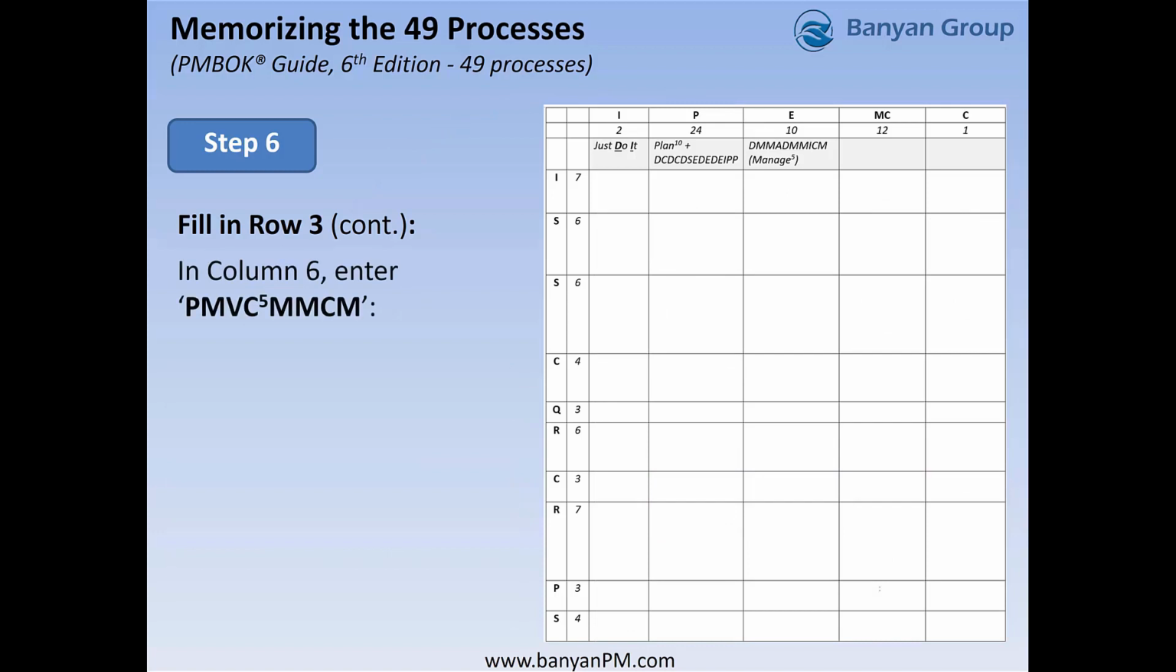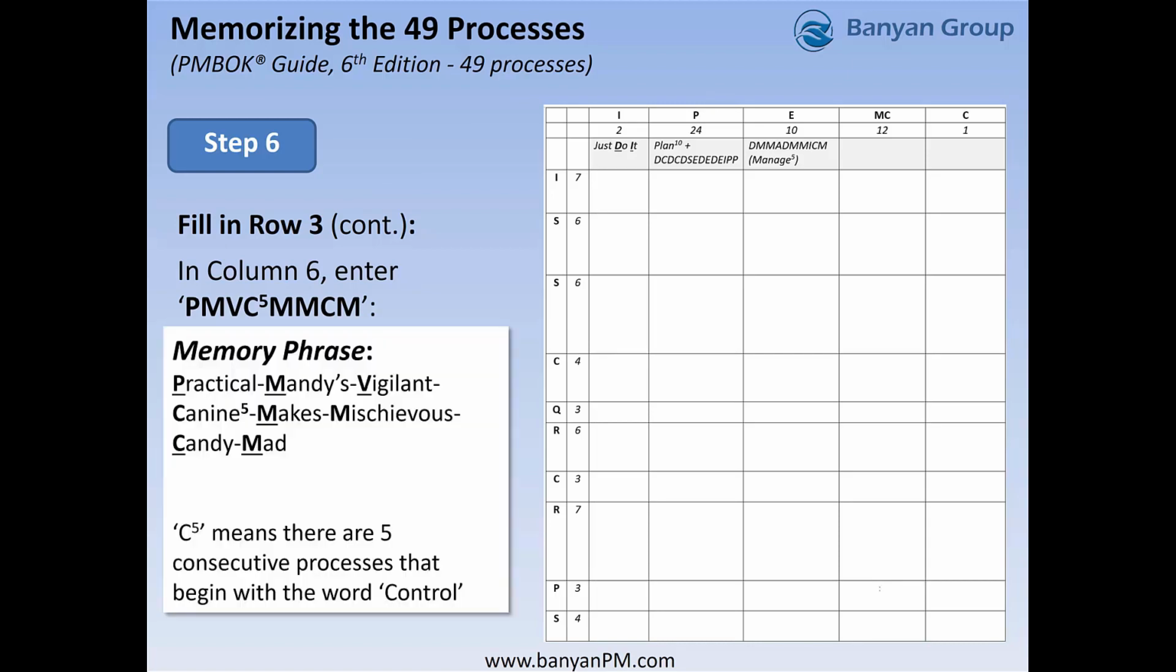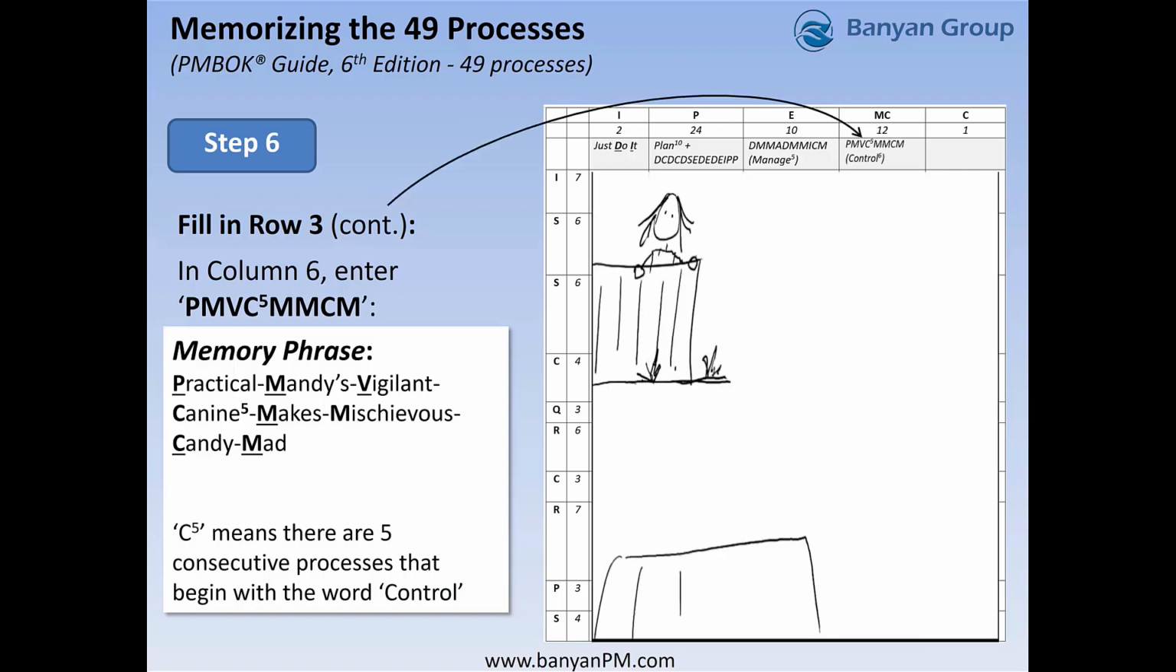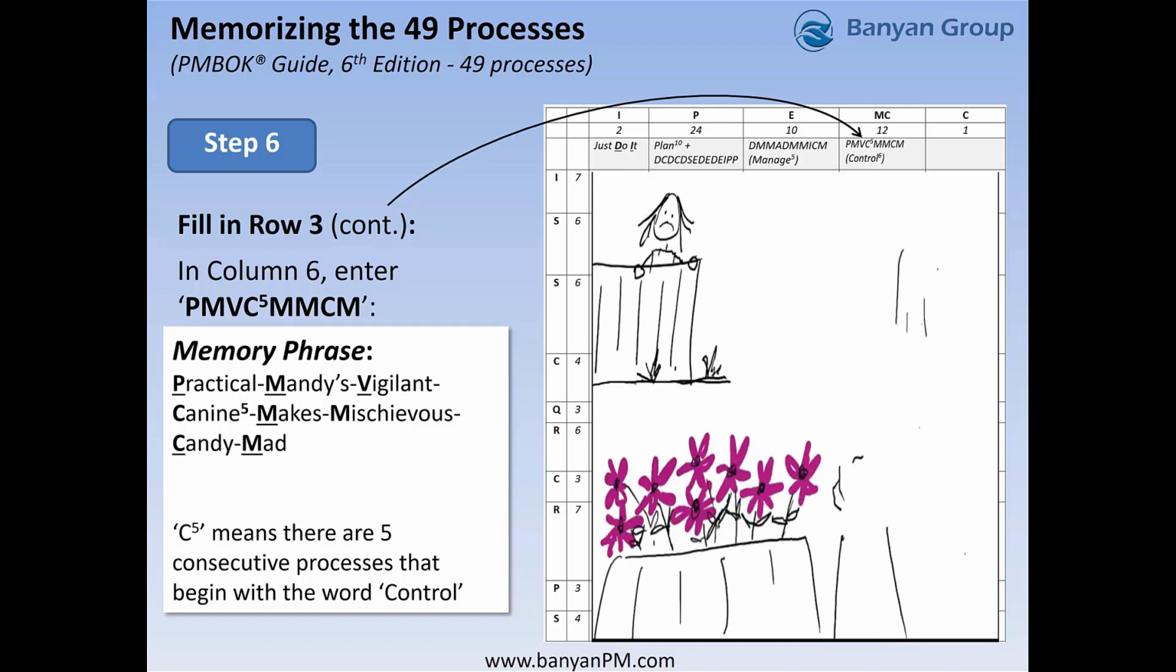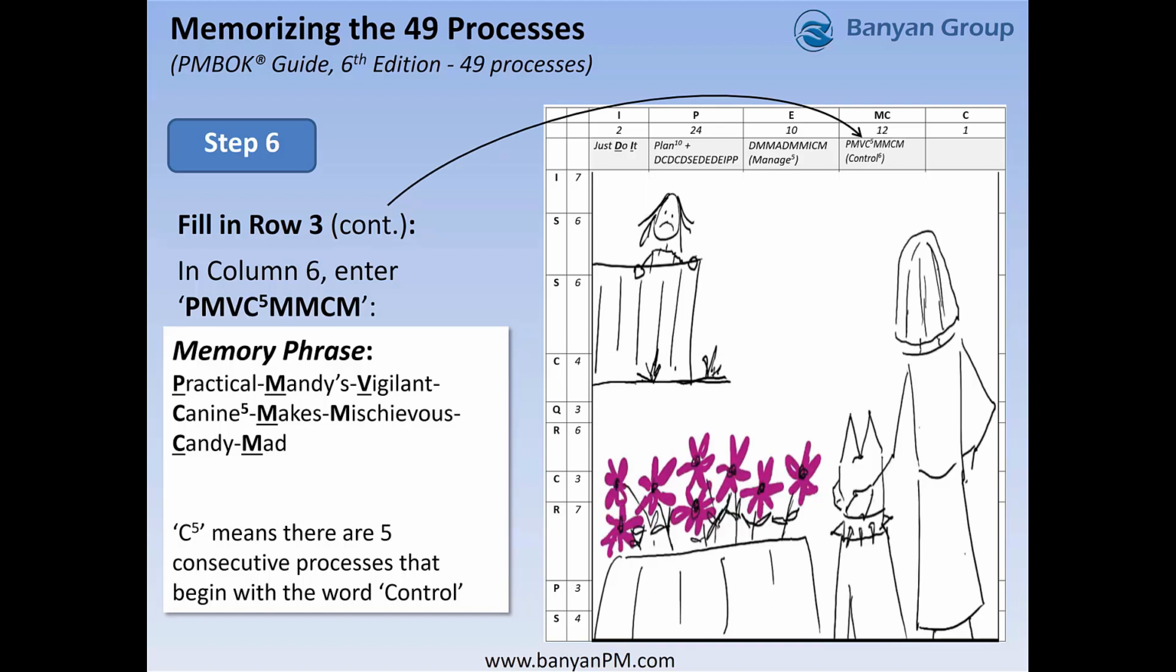All right, let's move on to column 6. And in this column, we enter PMVC5MMCM. The mnemonic for this one, or memory phrase: Practical Mandy's vigilant canine 5 makes mischievous Candy mad. In this scenario, our local troublemaker, Candy, would like to do the same thing to Mandy's flower bed, but the dog in the yard is making her reconsider. The C5 in this mnemonic means there are 5 consecutive processes that begin with the word control.